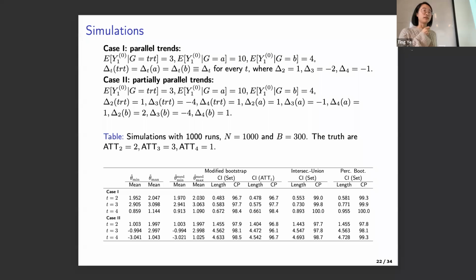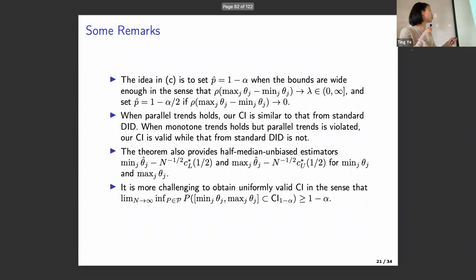So, yes. How is this? Is this related to the precision? Correct? Yeah, it's so.